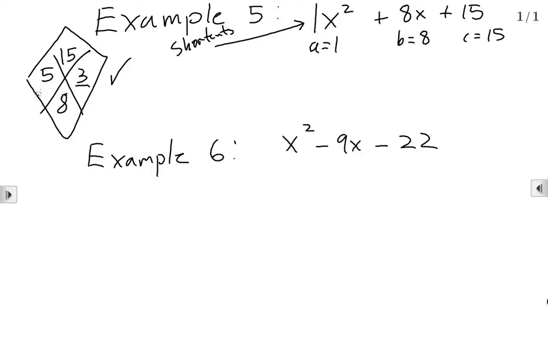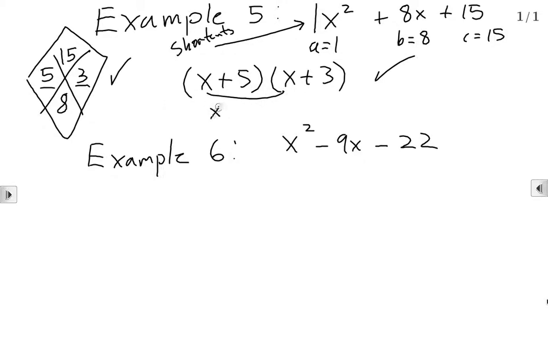Our shortcut is take these two numbers, x plus 5, x plus 3. And that's it. If this is a 1, all you have to do is say what adds up to 8 and multiplies to 15. 5 and 3, those are the two values in your factored form. And we can always check our work by using the distributive property. So this is done. Now we're just going to check our work.